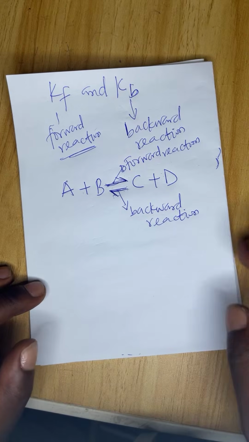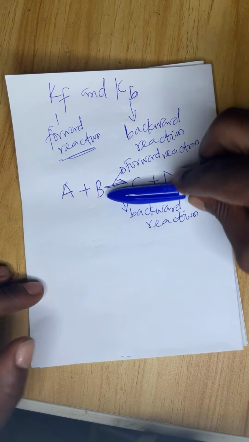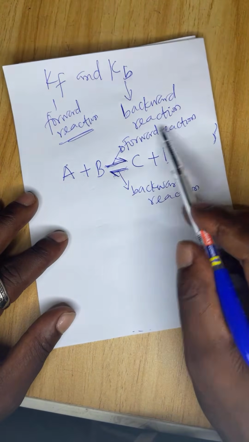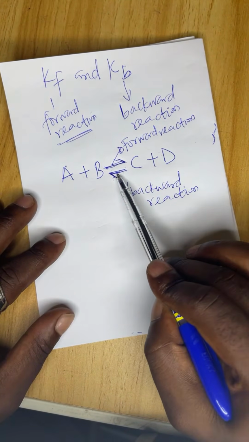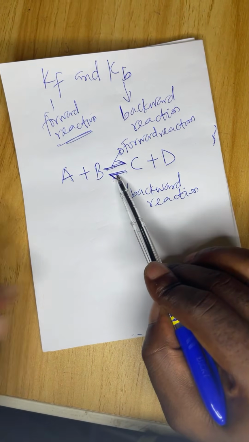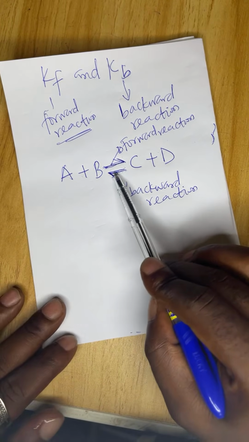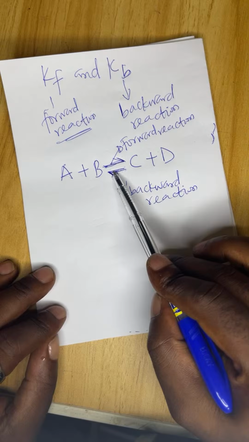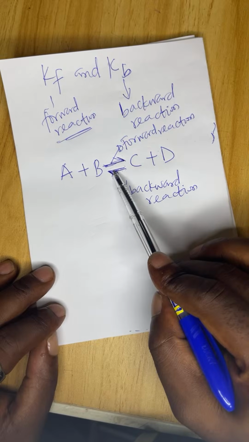Okay, let's continue. Now, I said you should blur your eye. Blur this down one and consider this. If you blur this for the forward reaction, what is the reactant? Don't look at this arrow. What is the reactant? A plus B, good. A and B, fantastic.